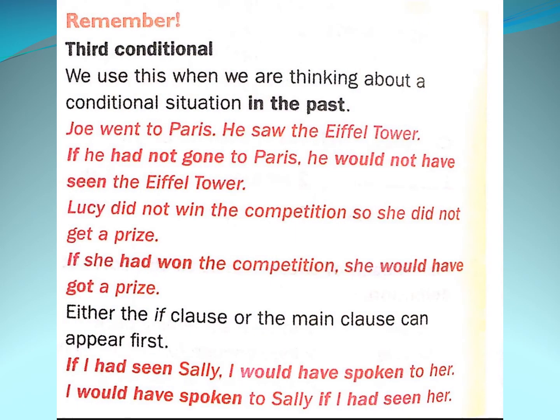Finally, we have to remember that we use the third conditional when we are thinking about conditional situations in the past. And you have to know that either the if clause or the main clause can appear first. Let's read these 2 examples. If I had seen Sally, I would have spoken to her. Or, I would have spoken to Sally if I had seen her.